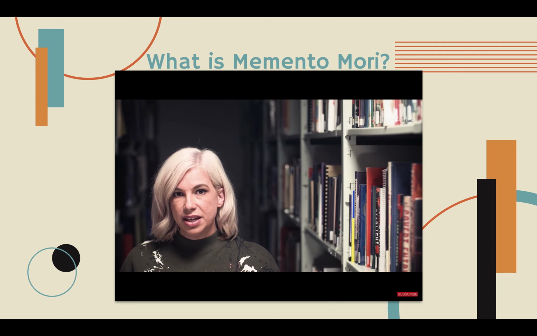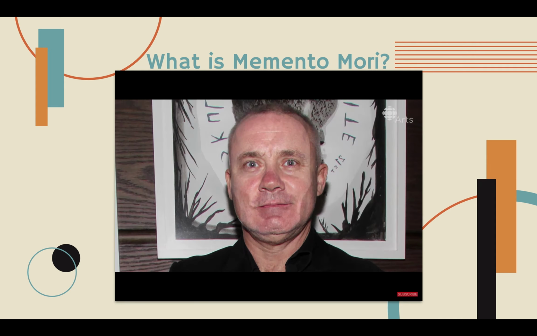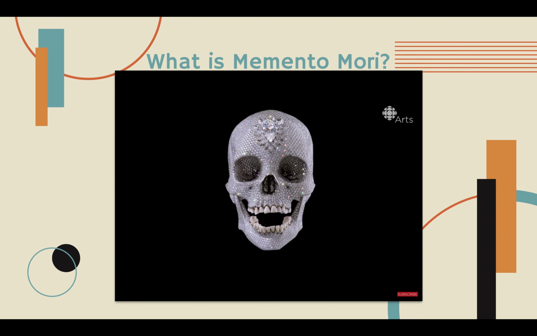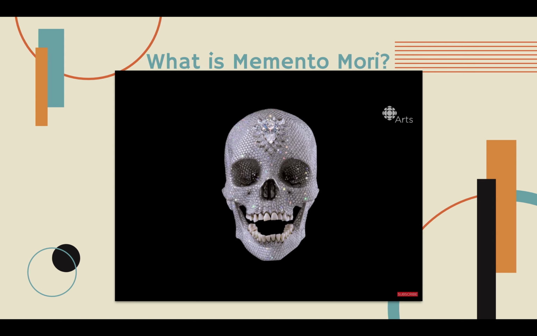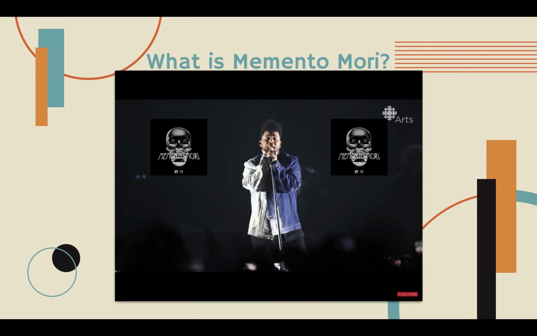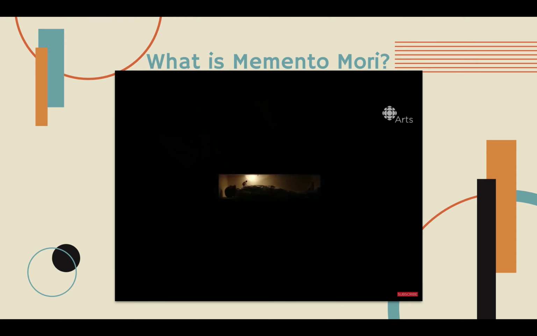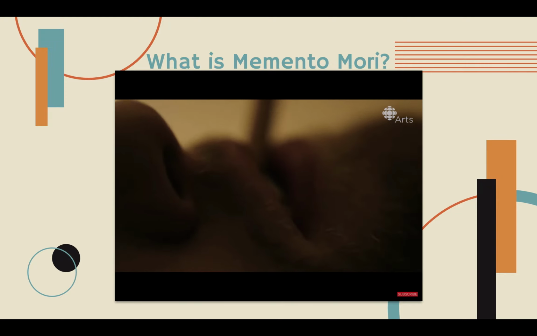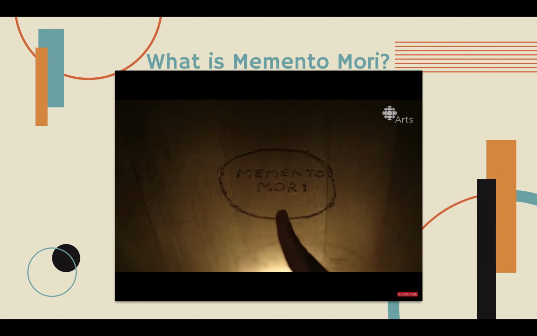In 2007, British artist Damien Hirst created a sculpture of a skull covered in over 8,000 diamonds. Pretty subtle reference. The Weeknd calls his new radio show Memento Mori. And in the last video before his death, Mac Miller carved the words Memento Mori into his own coffin. Hell yeah.